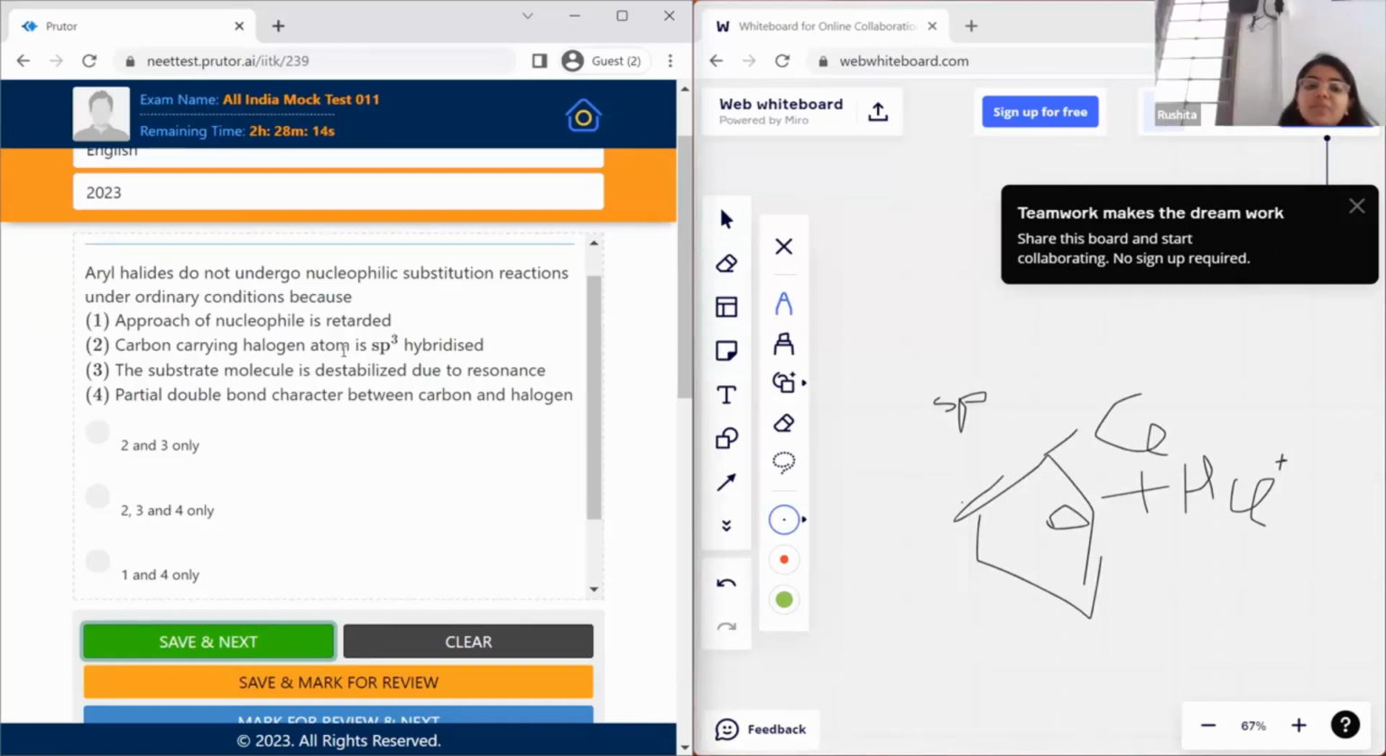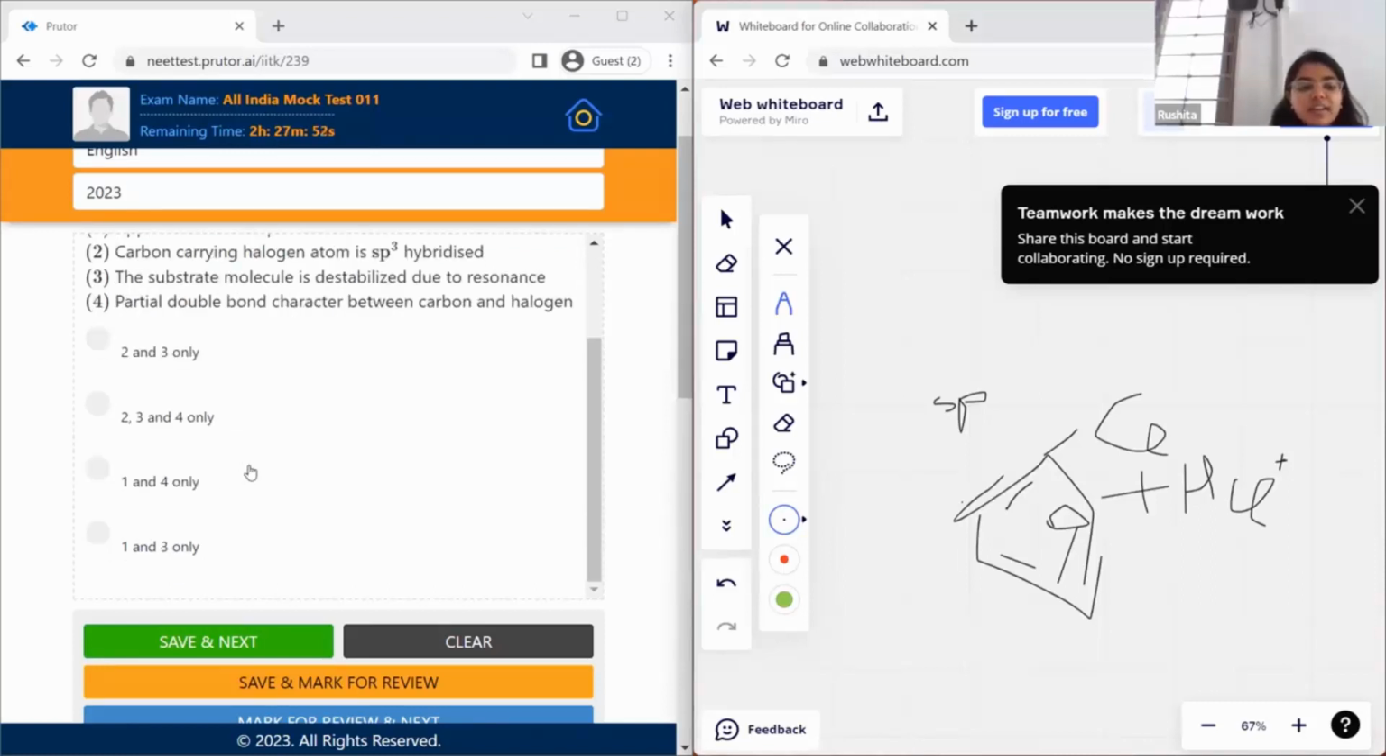Carbon carrying halogen atom is not sp3 hybridized. Here all the atoms are sp2 hybridized because all the carbon atoms have a double bond in them. So it is sp2 hybridized, so this is incorrect. The substrate molecule is destabilized? It is stabilized due to resonance, not destabilized. So this is also incorrect.